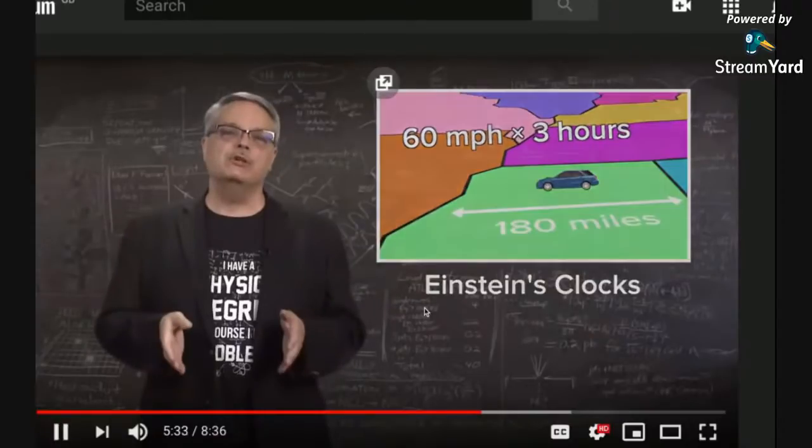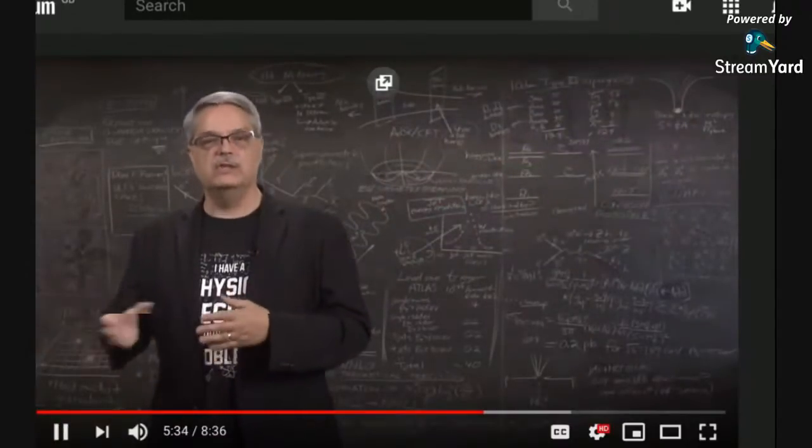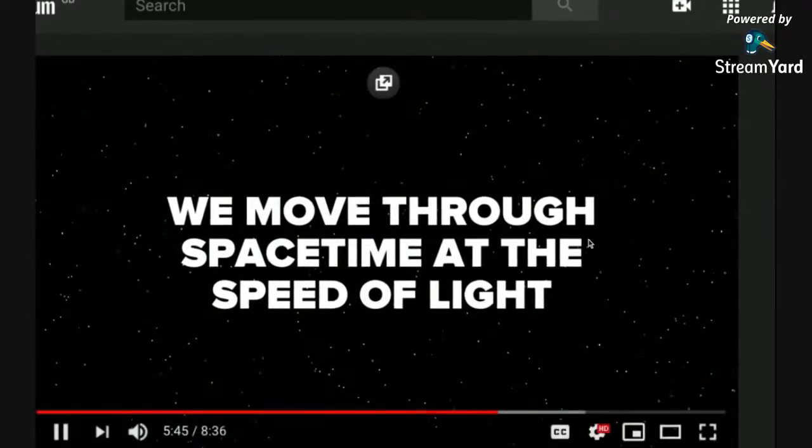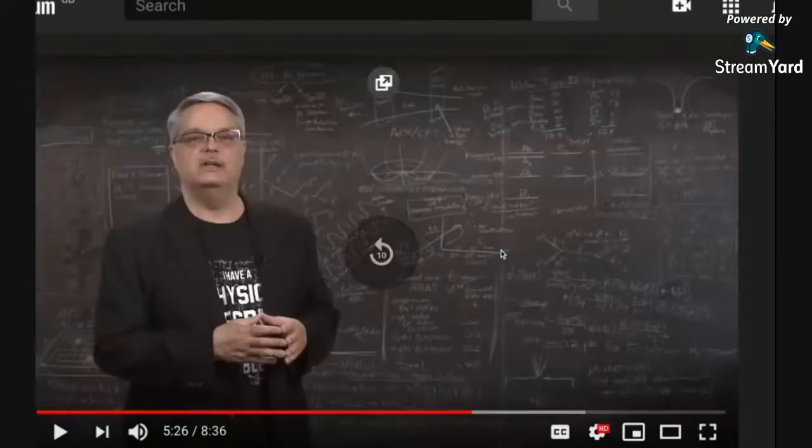So this brings us to our fundamental realization of relativity. The reason that we can't move through space faster than the speed of light is because we're constantly moving through space-time at a single speed, the speed of light. Did he just contradict himself again? Let's see.